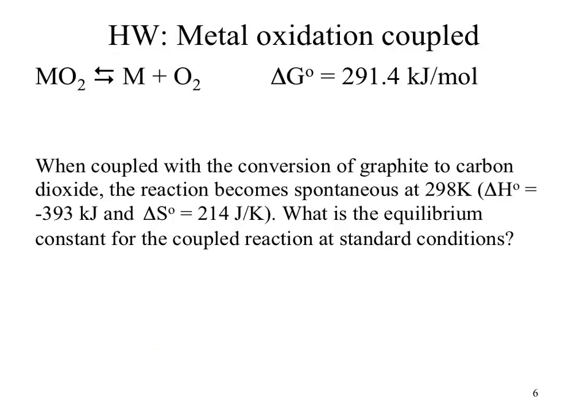We're then given some extra information. Number one, we're told that the reaction becomes spontaneous when we do this coupling, which is nice. What does that mean the Gibbs free energy will be? Negative, assuming I did the math right. Okay. And then we're given some thermodynamic data for it. The next part of it, or what the question is actually asking for, is what is the equilibrium constant for the coupled reaction at standard conditions? Okay. That gets a little bit trickier.